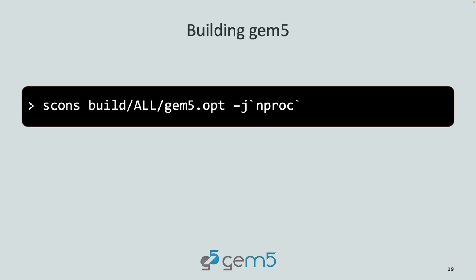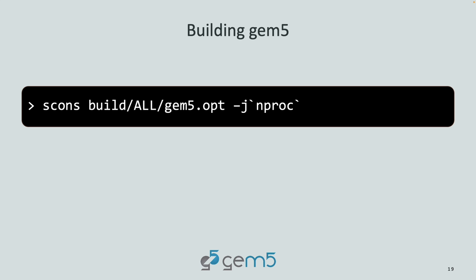ALL is our keyword here for compile in all the ISAs, every single one. We want the big binary. If you're only doing x86 research and you never want to deal with ARM, which is very valid, you're probably only going to work with one ISA, you build /x86/gem5.opt. gem5 is pretty self-explanatory.